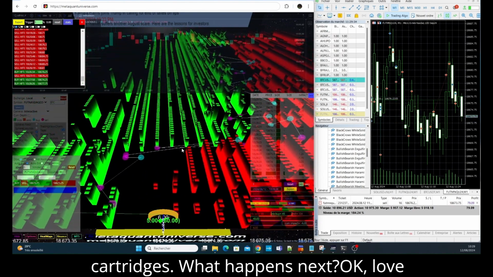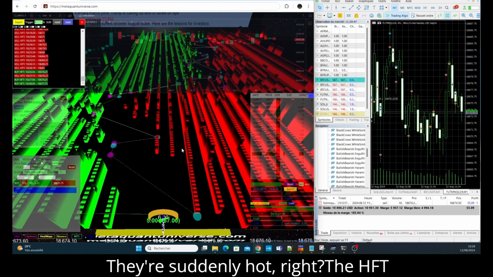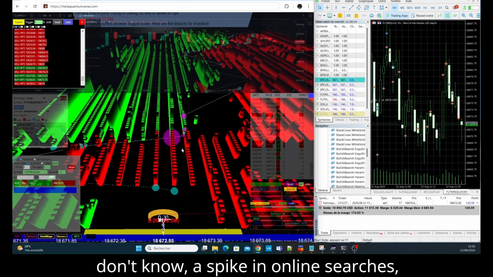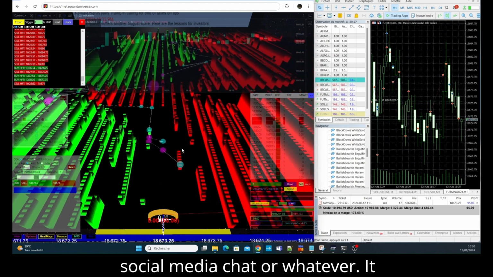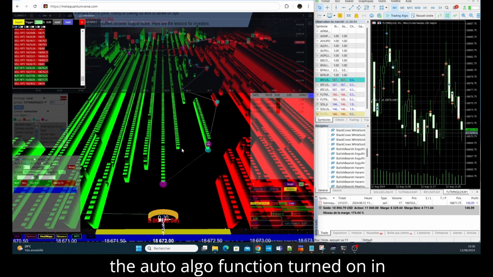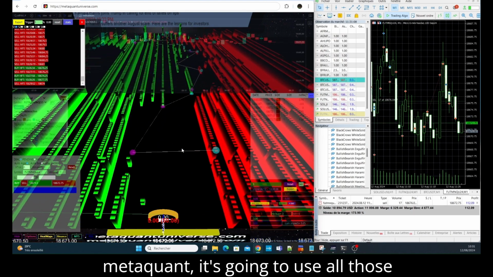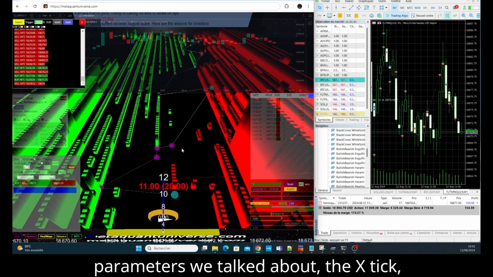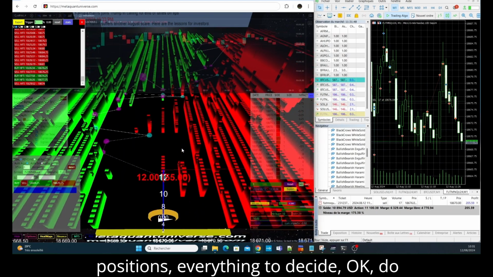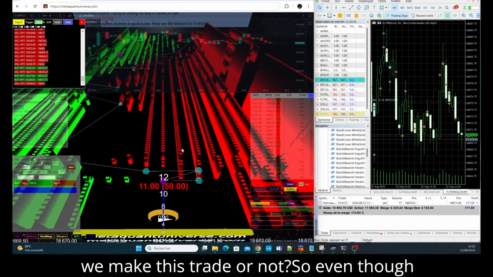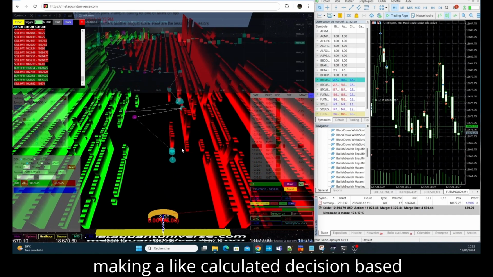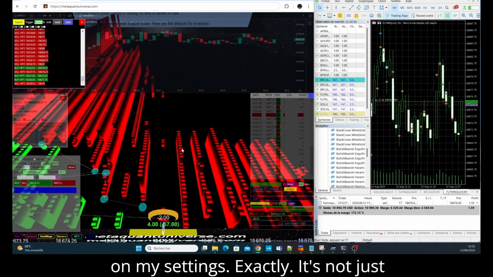What happens next? Okay, love it. Vintage video game cartridges, they're suddenly hot, right? The HFT algorithm picks up on this. It sees, I don't know, a spike in online searches, social media chat, or whatever. It generates a buy signal. Now, if you've got the auto algo function turned on in MetaQuant, it's going to use all those parameters we talked about, the X tick, the X impact, your maximum open positions, everything, to decide, okay, do we make this trade or not? So even though there's this advanced signal, it's not just blindly following it. It's making a calculated decision based on my settings.